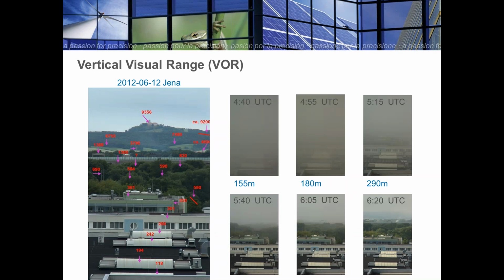Another big step was also getting these vertical visual range values. Typically they are measured in a horizontal way. Here they are marked in an old picture in Jena city. We are doing these measurements, and when we have some foggy situation, we can use them for good comparisons and to find out if our reference units are still in good condition or not.